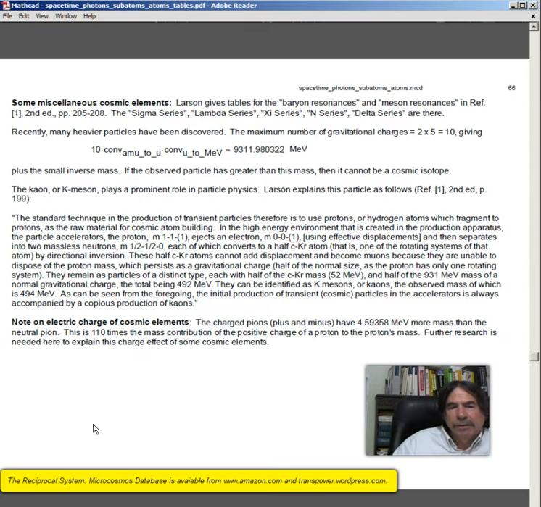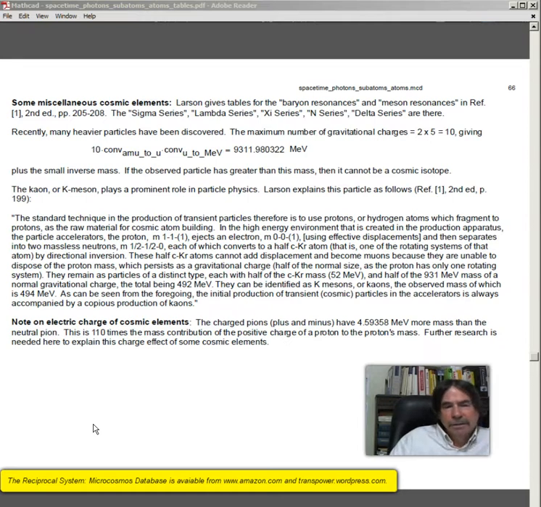They remain as particles of a distinct type, each with half of the cosmic krypton mass, 52 MeV, and half of the 931 MeV mass of a normal gravitational charge, the total being 492 MeV. They can be identified as K-mesons or kaons, the observed mass of which is 494 MeV. As can be seen from the foregoing, the initial production of transient cosmic particles in the accelerators is always accompanied by a copious production of kaons.